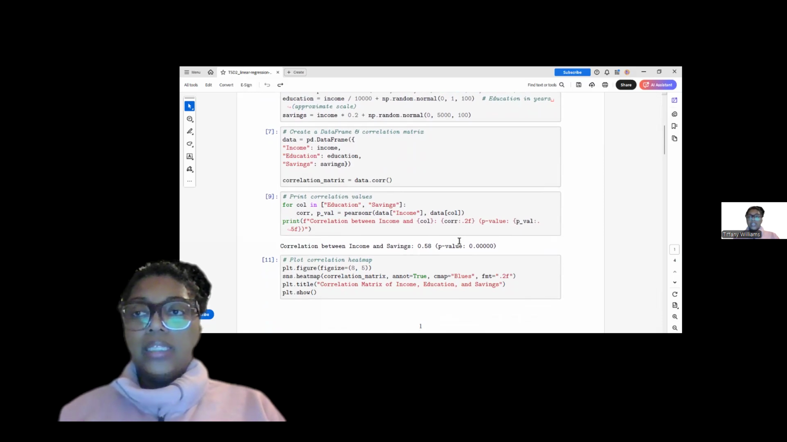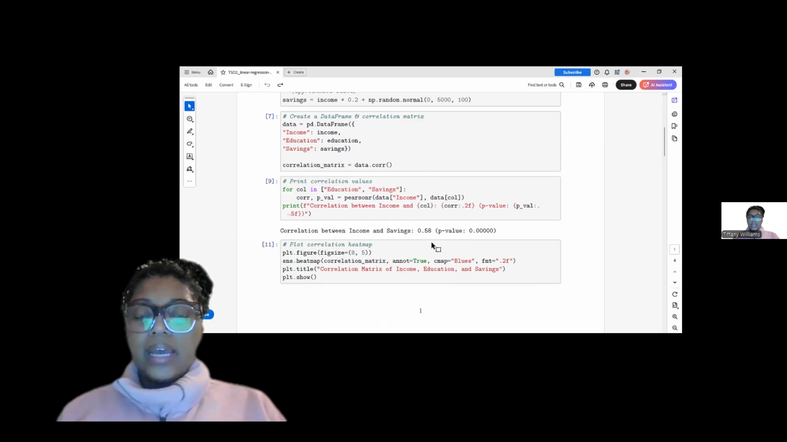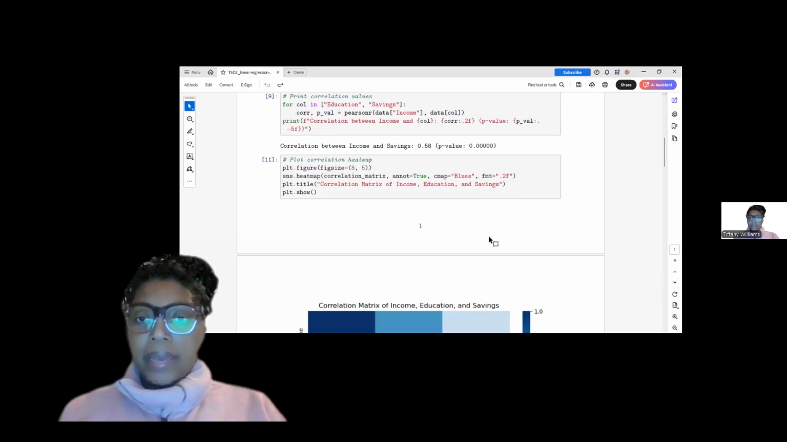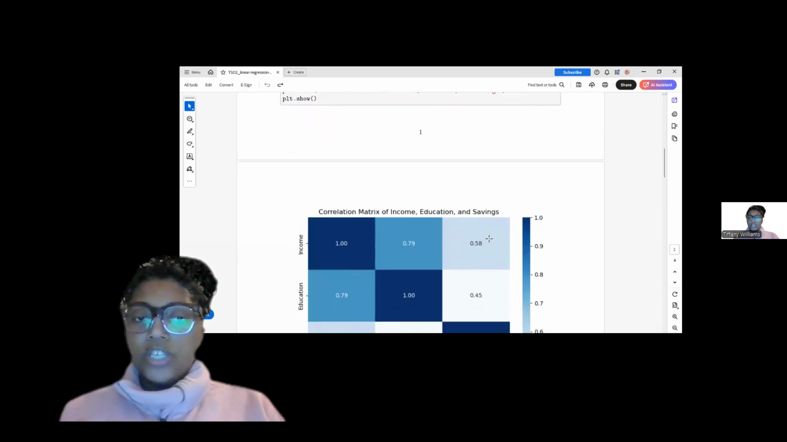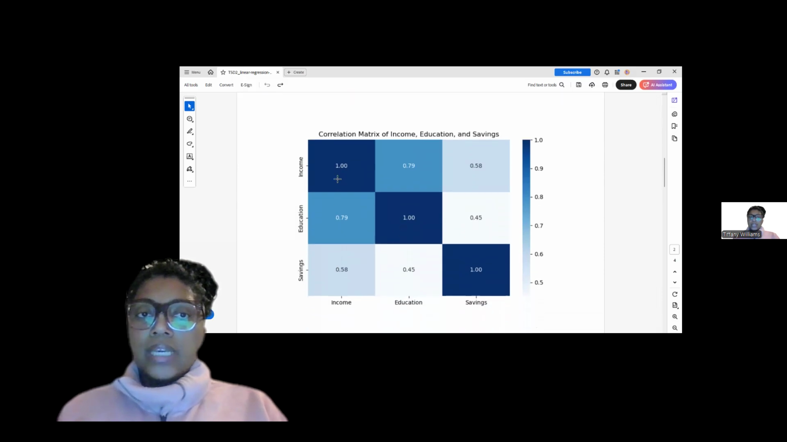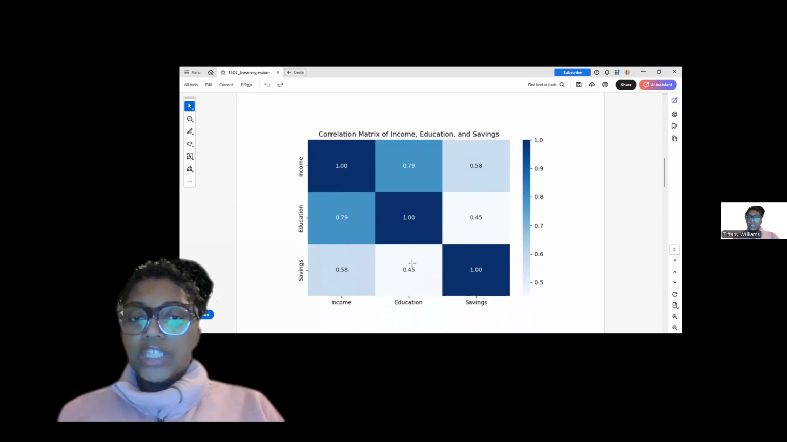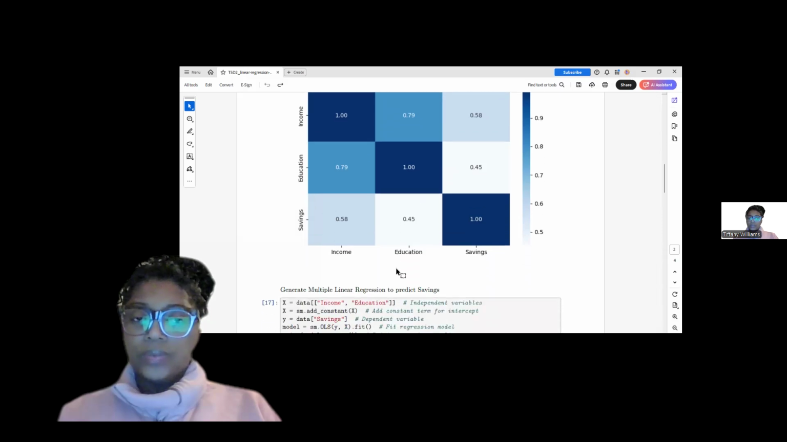It will be provided in some of the summary below, but just continuing on that path, we see that there is a positive correlation between income and savings, and the p-value is much less than 0.05, and so that means it's statistically significant. As we look at the heat map to see those correlation coefficients, we see that education and income are highly correlated. Income and savings are positively correlated, as well as education and savings.